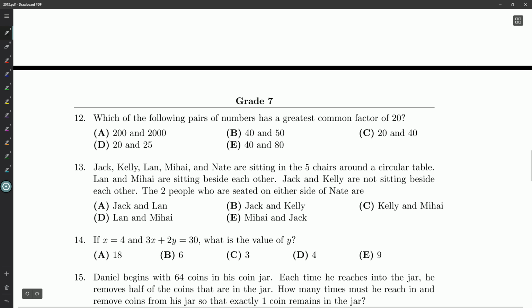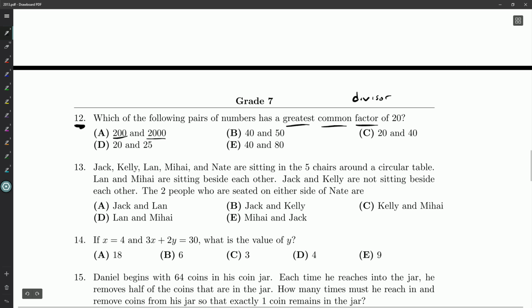Root Beer here, looking at question number 12 on our grade 7 Gauss paper from 2013. Which of the following pairs of numbers has a greatest common factor, or sometimes called greatest common divisor, of 20? Depending on how good you are at GCDs or greatest common factors or whatever you want to call them, you might be able to just read through them.